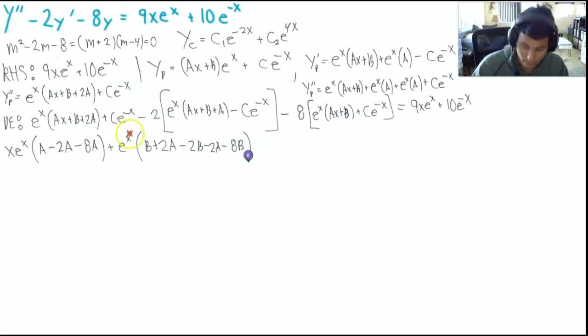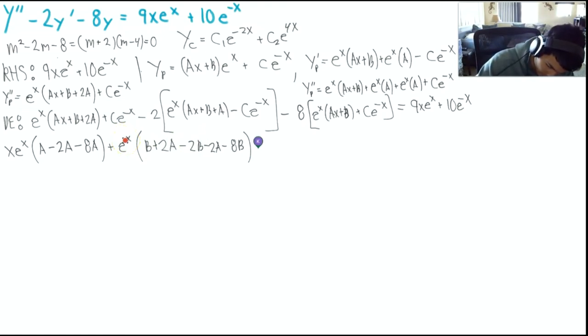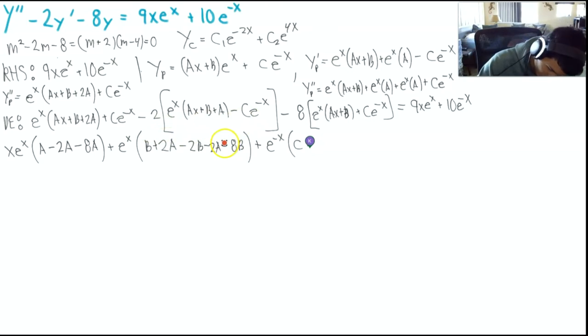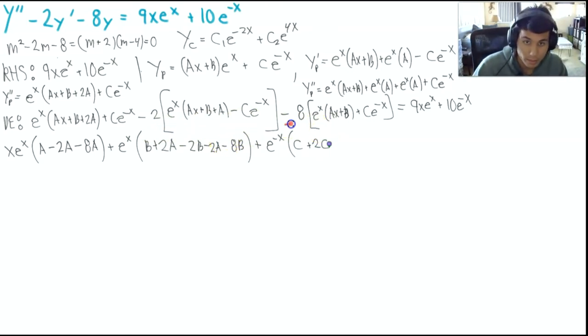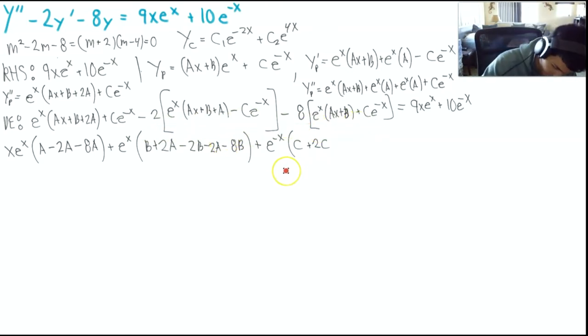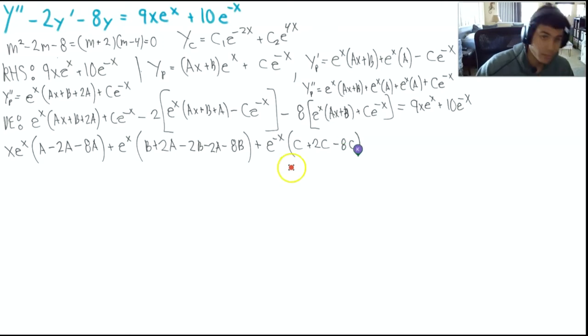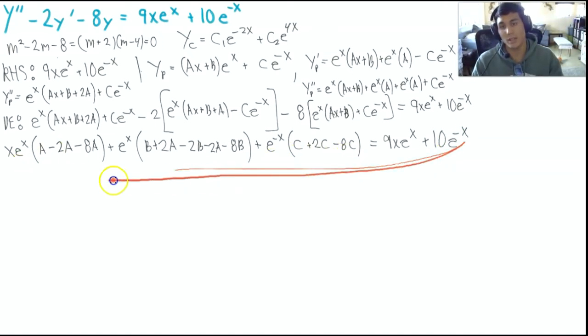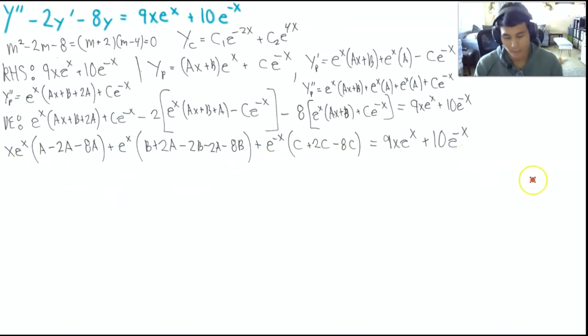Okay, now I'm just going to write all the e to the negative x terms. We have a c. What else do we have? We have a positive 2c. And we got a negative 8c. And again, all this is equal to 9x e to the x plus 10 e to the negative x. Okay, so this is a lot nicer. Now we can just kind of do our drop downs.